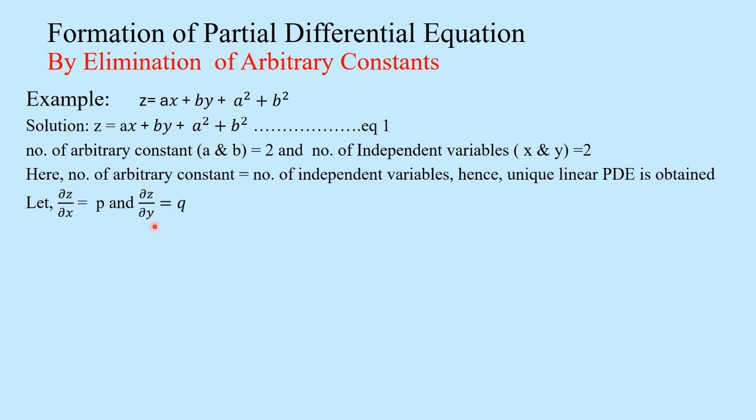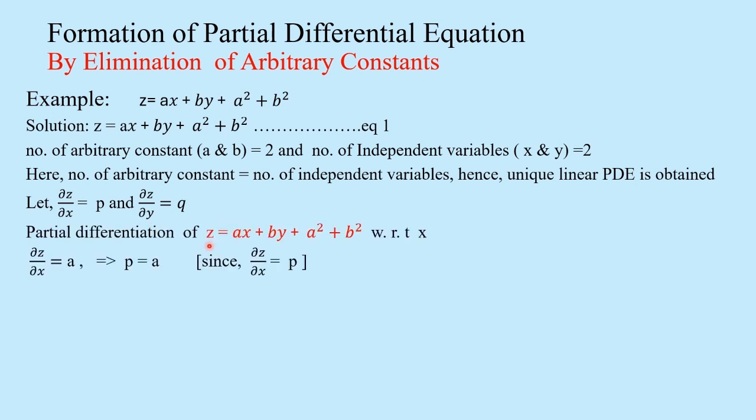Now we'll do partial differentiation with respect to X. So Z becomes dou Z by dou X. Here AX: A is constant and the differentiation of X is 1, so we get 1 into A, which is A. Here BY: differentiating Y with respect to X, Y is considered a constant, so the differentiation of a constant is 0. This term is again constant and this is also constant, so the differentiation of these also becomes 0. So we get dou z by dou x is equal to a. Dou z by dou x is p, so we get p is equal to a.